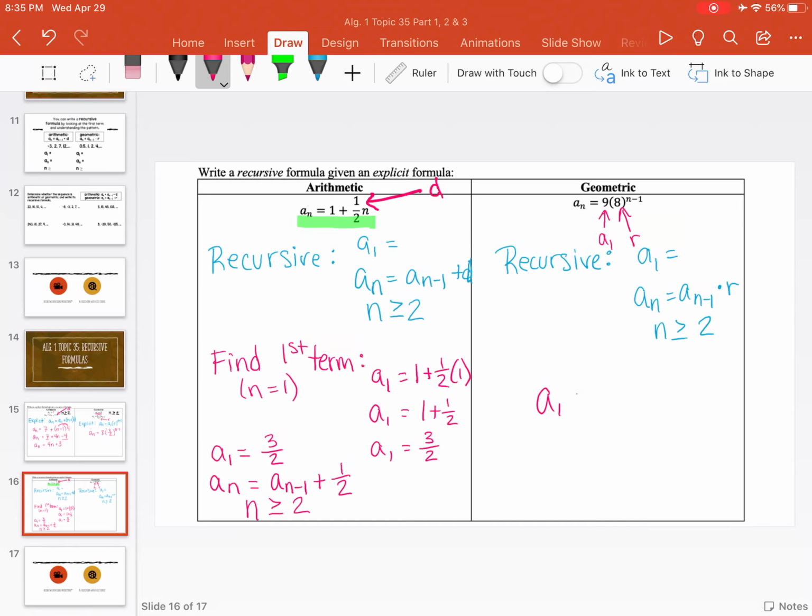So a sub 1 is 9. A sub n equals a sub n minus 1 times 8. Or sometimes we might see that as, I'm going to write it above, a sub n equals 8 times a sub n minus 1. Either will work, just keep in mind that you may see it both ways. And this applies for when n is greater than or equal to 2.